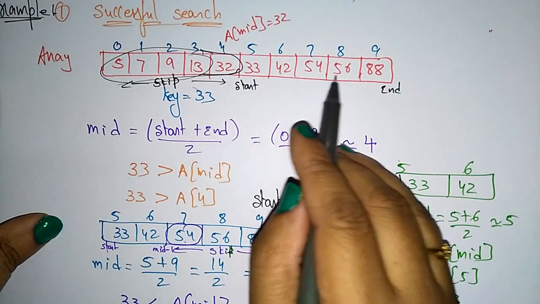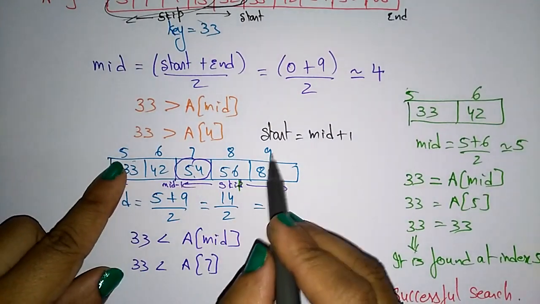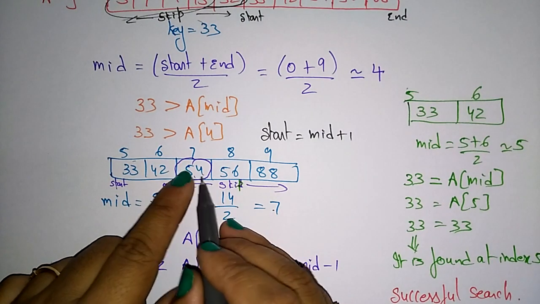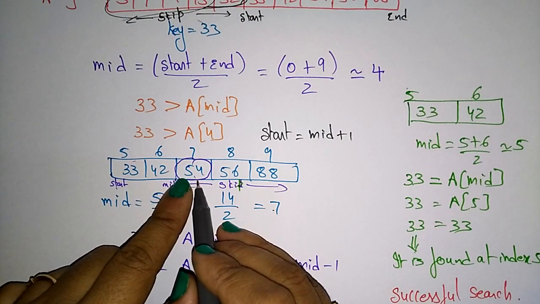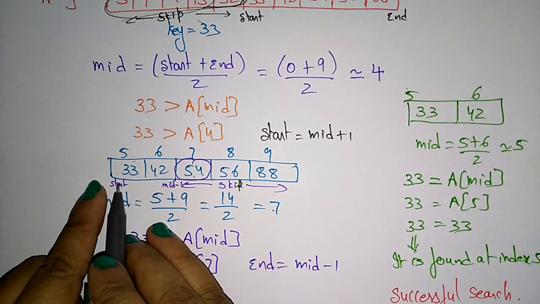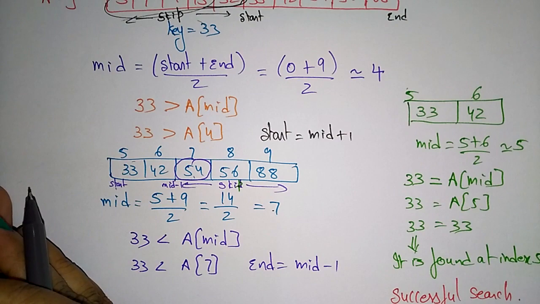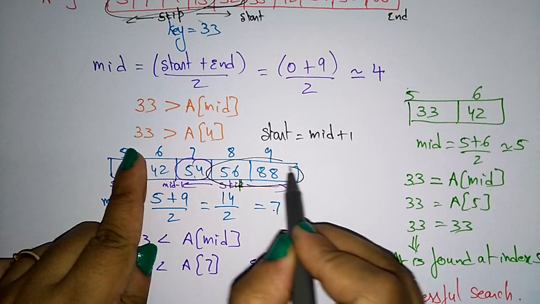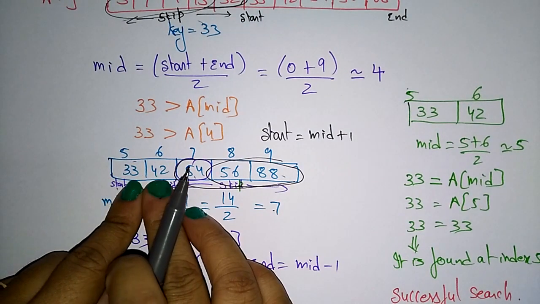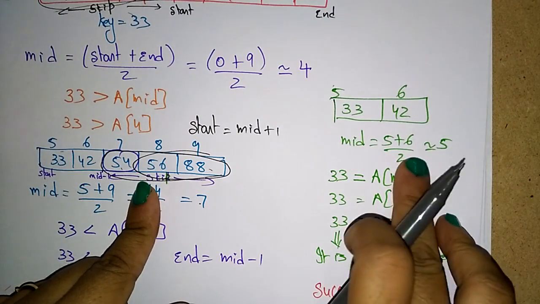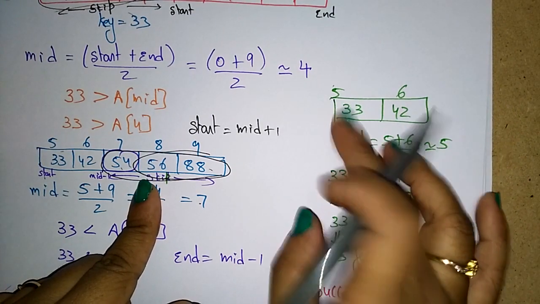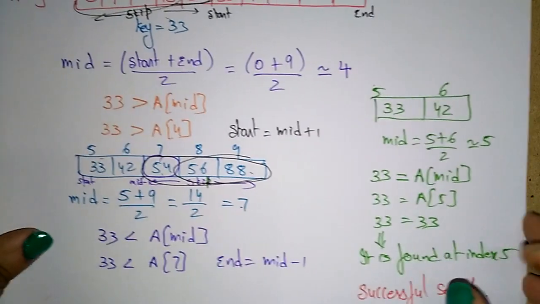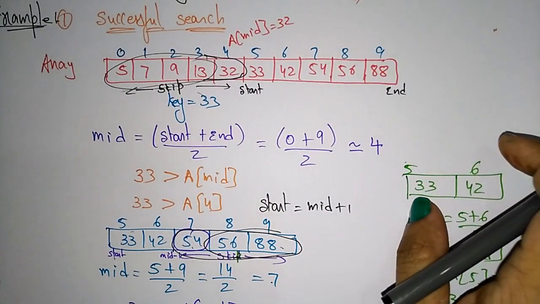So 33, 42, 54 and so on we have taken. Again start 5 plus end 9 is 14, so now the mid element is 7. Here 33 is less than 54. Less than means you have to search the left hand side, because the array is sorted. So you skip these elements and take only these two elements. Again, considering mid as (5 plus 6) by 2, approximately 5, we find the element we are searching for, 33. So this is a successful search.